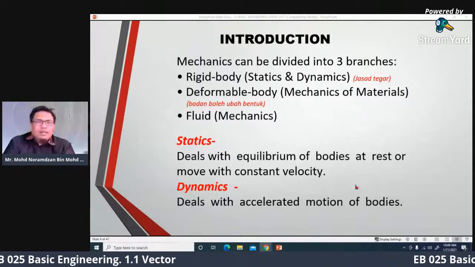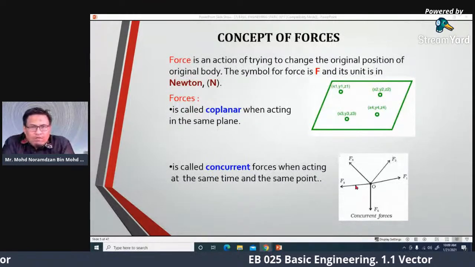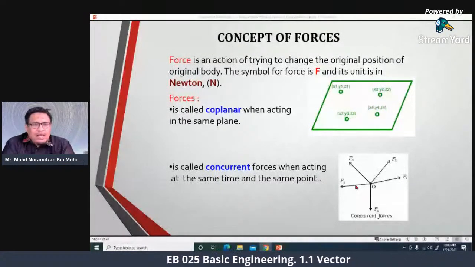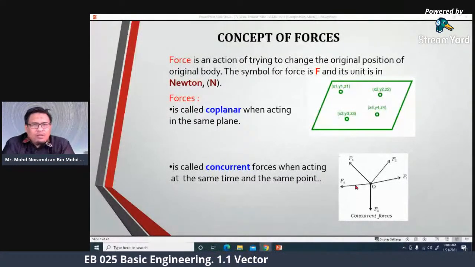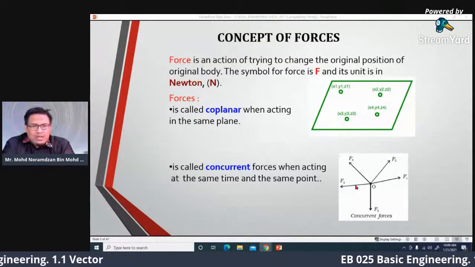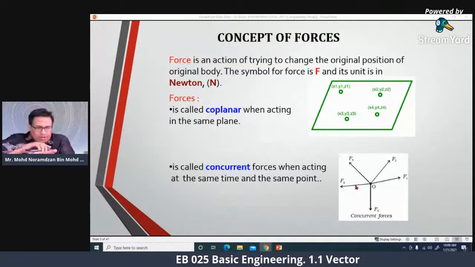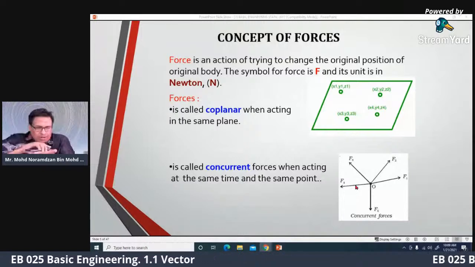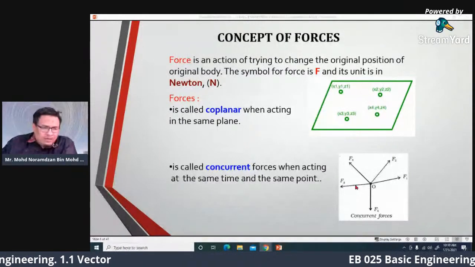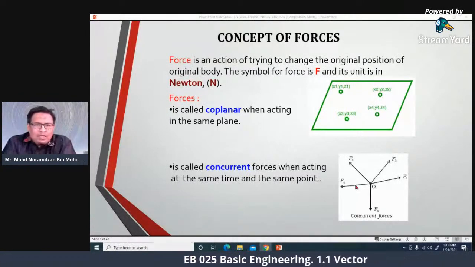Another slide. Force. Force is an action trying to change the original position of a body. We push the object. The symbol of force is F, and its unit is the Newton.